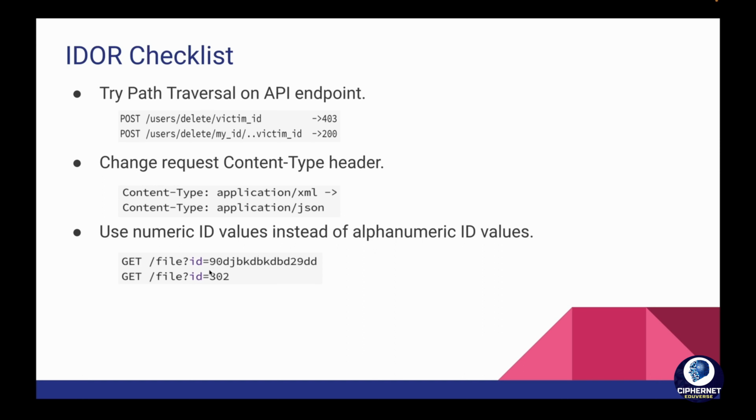In many applications there are two ways of defining a user. So the user ID and the ID are both the same. Like these two are the user ID values. So this is the encrypted user ID value. This is the unencrypted user ID value. So try to identify numeric ID values by going through all the endpoints in the application, and try to replace it with a numeric ID value instead of an alphanumeric ID value.